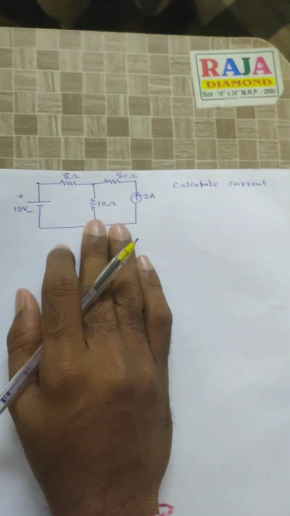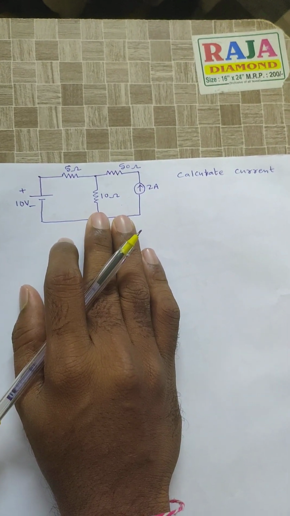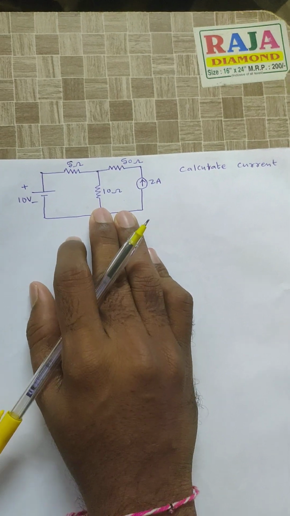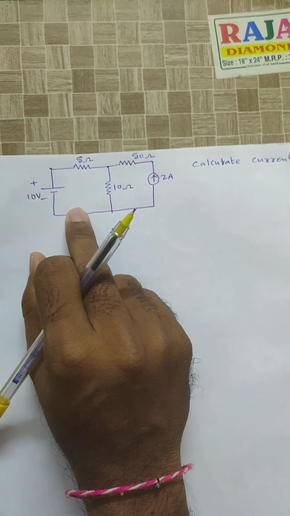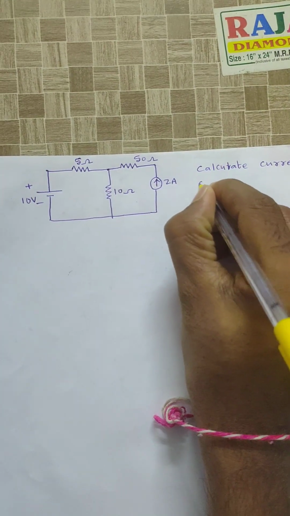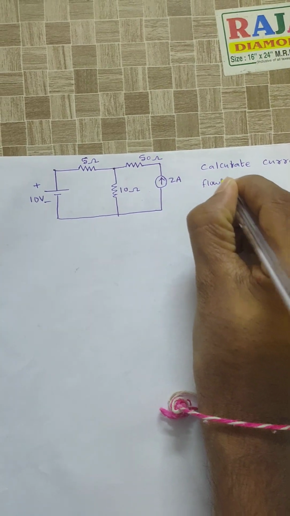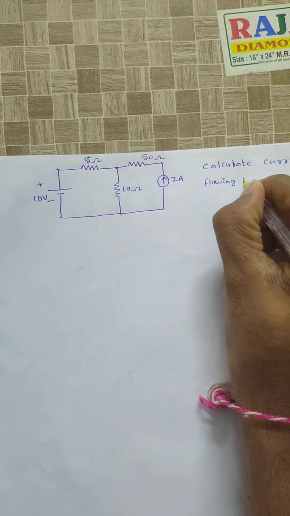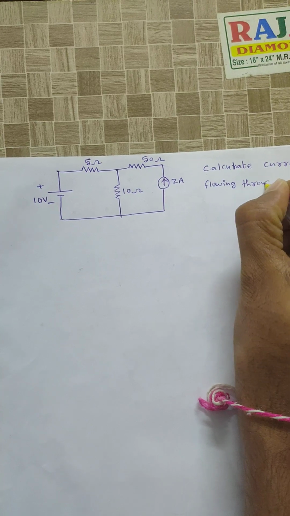Good evening all. Now I would like to discuss some problems on superposition theorem. See here, from the given circuit, calculate the current flowing through the 10 ohm resistor by using superposition theorem.